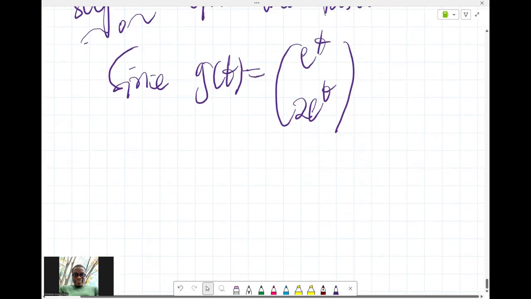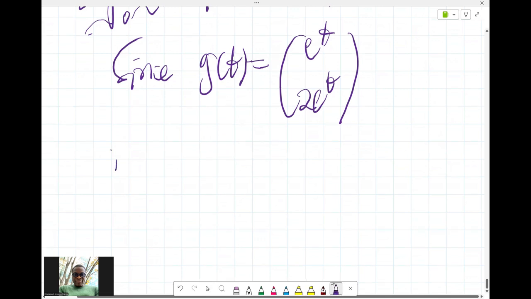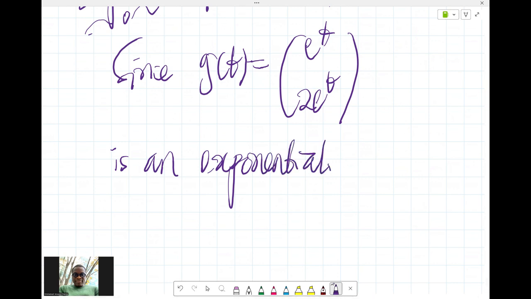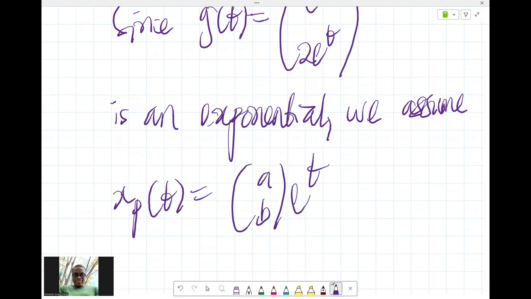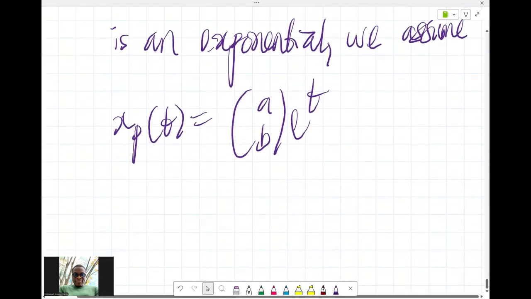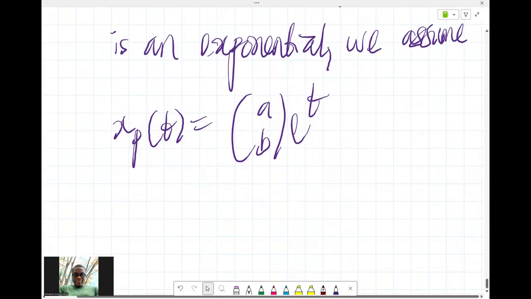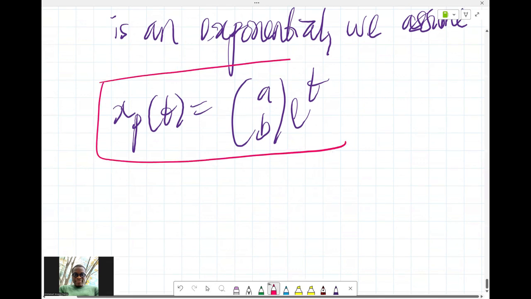Okay, so now because we are looking for the particular solution, we go for that. So since g of t is exponential, we assume that xp of t is simply a b e raised to power t. Because for an exponential function, if you keep differentiating e raised to power t, it keeps giving you the same thing forever and ever. So this is our guess, because both of them are exponential in nature.